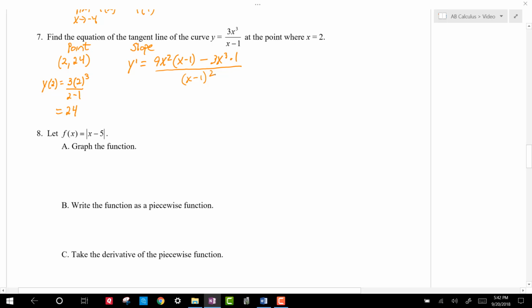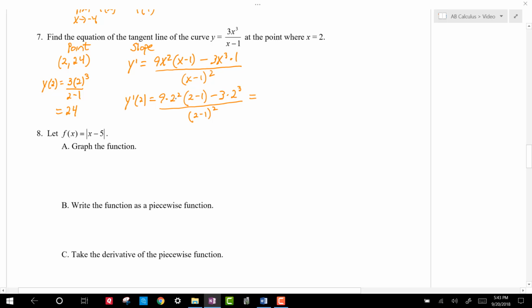Now, I'm not even going to mess with simplifying that because I know I have to plug in 2. So y prime of 2 is going to equal 9 times 2 squared times 2 minus 1, minus 3 times 2 cubed. I'm not going to worry about the times 1 there. And then in the denominator, I have 2 minus 1 squared. Again, you can see the denominator is going to turn out to be 1, so I'm just going to worry about the numerator. Got to pay a little more attention up here.